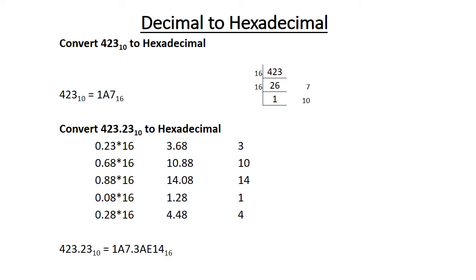Now how to convert a decimal fraction to a hexadecimal number? As in the previous cases, in the case of binary, that means converting a decimal fraction to binary, we multiplied it with 2. To convert a decimal fraction to an octal number, we multiplied it with 8. And in this case, we have to multiply it with 16. And the answer is given below.